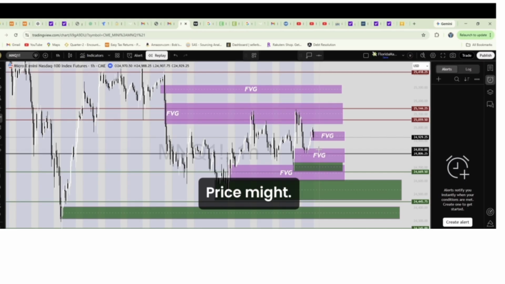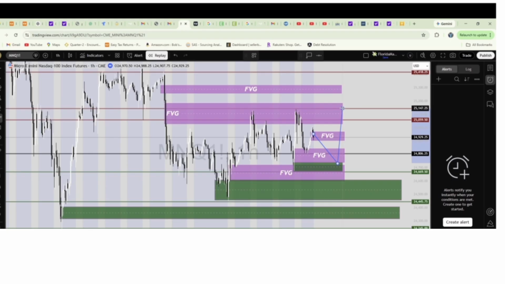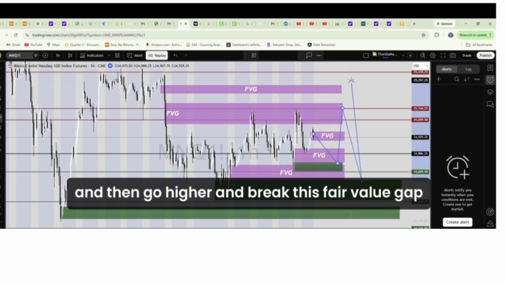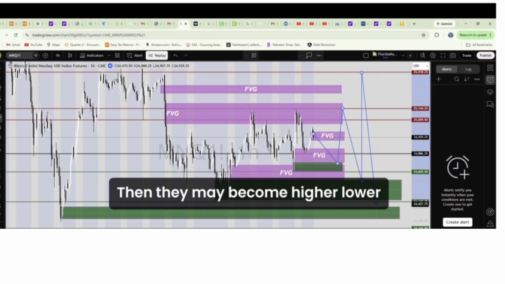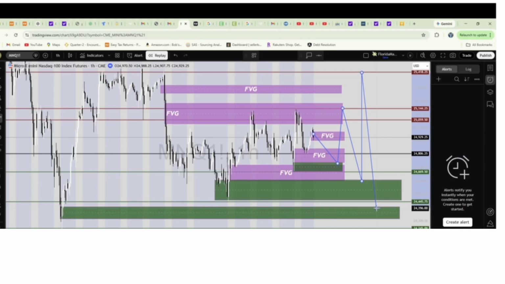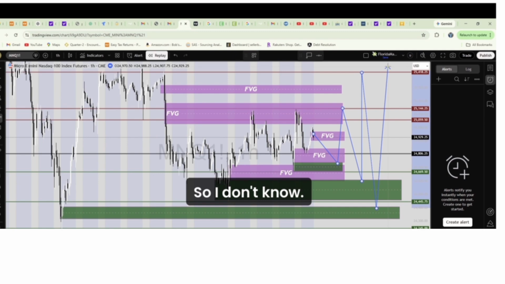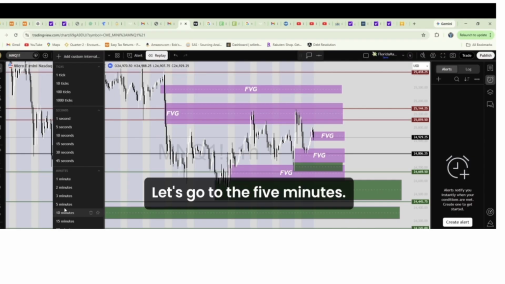price might just break this and come to this demand and then hit back here resistance and come lower to this other demand and break this fair value gap to this resistance. Then maybe they come higher, lower, and then before going higher. So I don't know. Okay. Let's go to the 5 minutes.